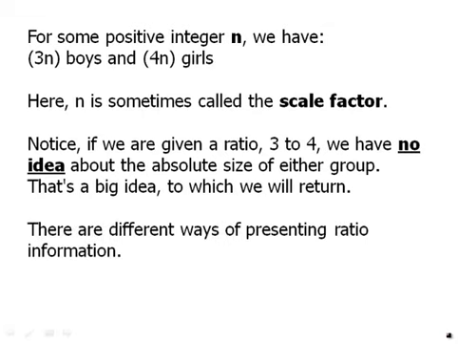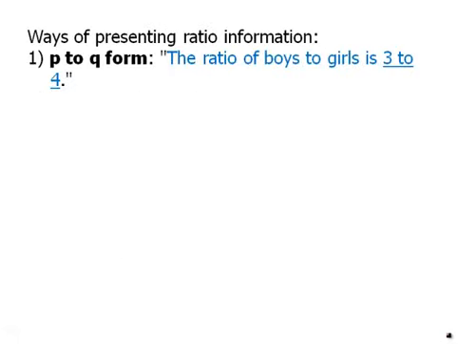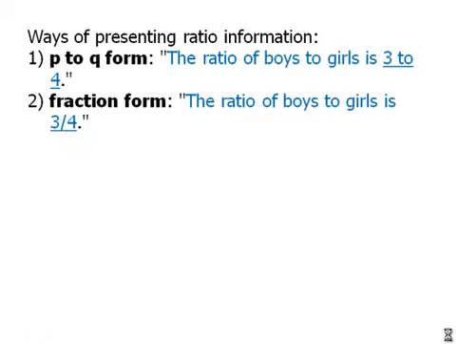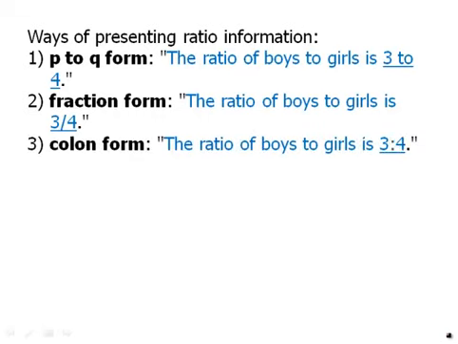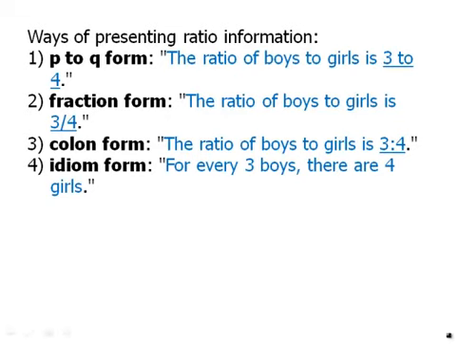There are many different ways of presenting ratio information. The first, I'll call it P to Q form. The ratio of boys to girls is 3 to 4. We just spell it out literally like that. Second is fraction form. The ratio of boys to girls is 3/4. We can write it as a fraction. Third is colon form. This is very common on the test. The ratio of boys to girls, we read this as 3 to 4, but it's written with a colon. And then finally, a tricky one, I'll call this idiom form. For every 3 boys, there are 4 girls. So that's an idiomatic way in English to say exactly the same thing. All 4 of these contain exactly the same information.